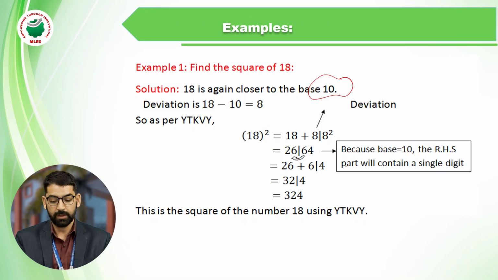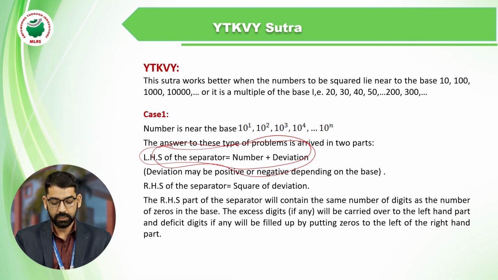So as per YTKVY, this 6 should be added to this 26, because you should remember that the right hand side part of the separator should contain only 1 digit as per YTKVY that we have discussed over here. The right hand side part of the separator will contain the same number of digits as the number of zeros in the base. The excess digit, if any, will be carried over to the left hand part, and deficit digits, if any, will be filled up by putting zeros to the left of the right hand part.